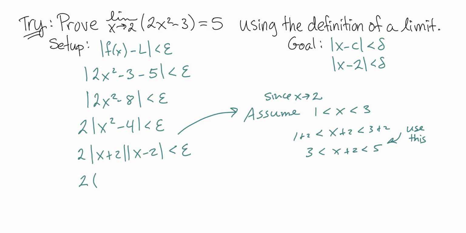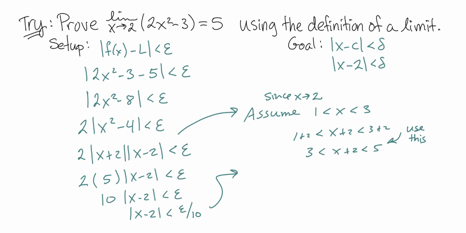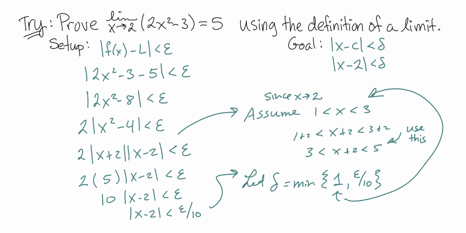So this becomes 2 times 5, since we're now replacing the x plus 2 with the value 5, times the absolute value of x minus 2 is less than epsilon. So we have 10 times the absolute value of x minus 2 is less than epsilon, or x minus 2 in absolute value is less than epsilon over 10. So our final answer will be to let delta equal the minimum of 1 and epsilon over 10. Again, the 1 comes from our assumed distance here, and the epsilon over 10 is what we calculate as our formula.